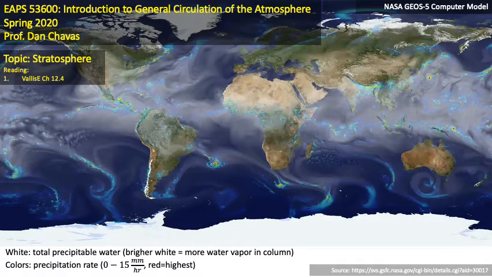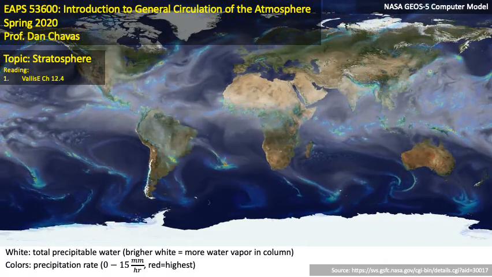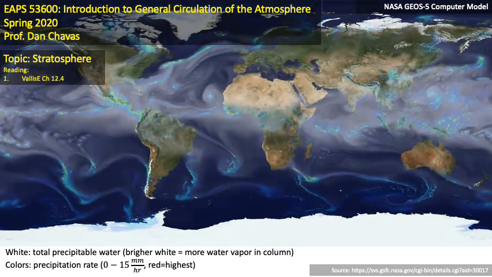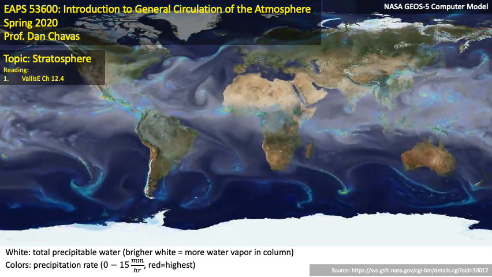Okay, this is the next virtual lecture for EAPS536. The topic today will be the stratosphere and stratospheric circulation. The reading will be Vallis Essentials, chapter 12.4.